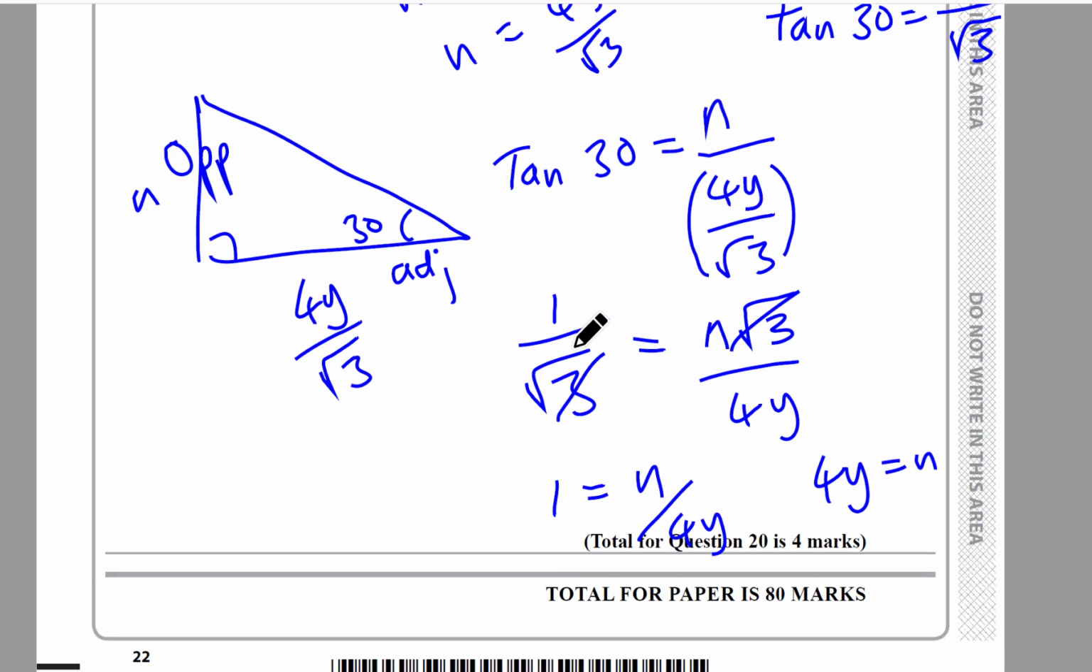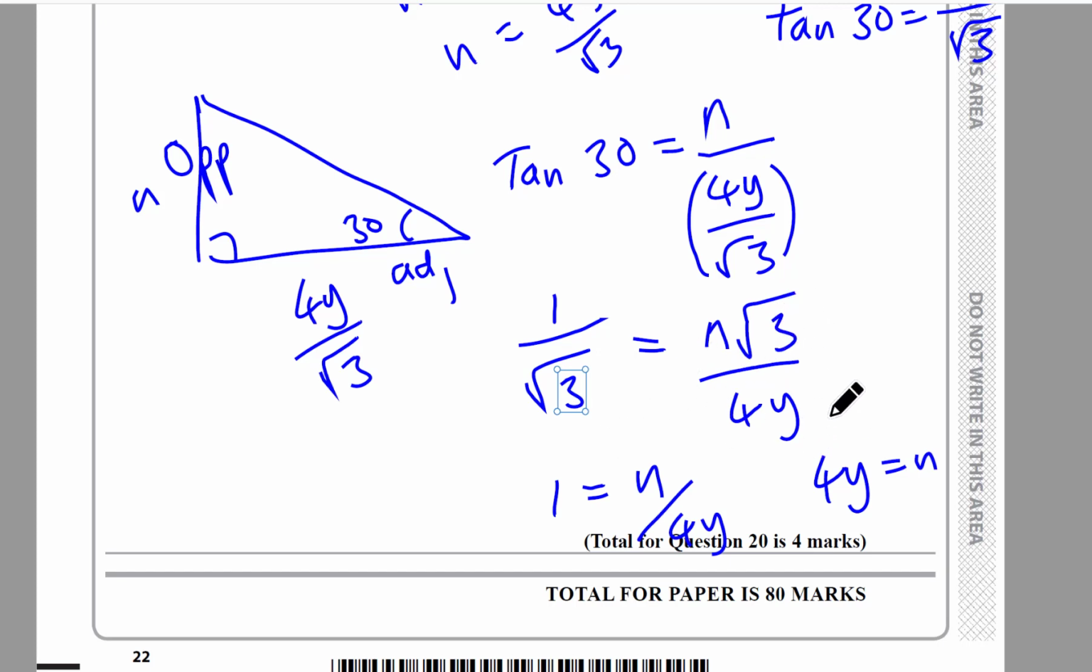Oh, made a mistake here. We don't cancel out. What's root 3 times root 3? That helps. That's 3, right? So there you go. This is what happens. We're going to get exam fatigue. You're going to make a mistake, and actually, it's perfectly normal to do this. Lots of people make little mistakes in the exam.